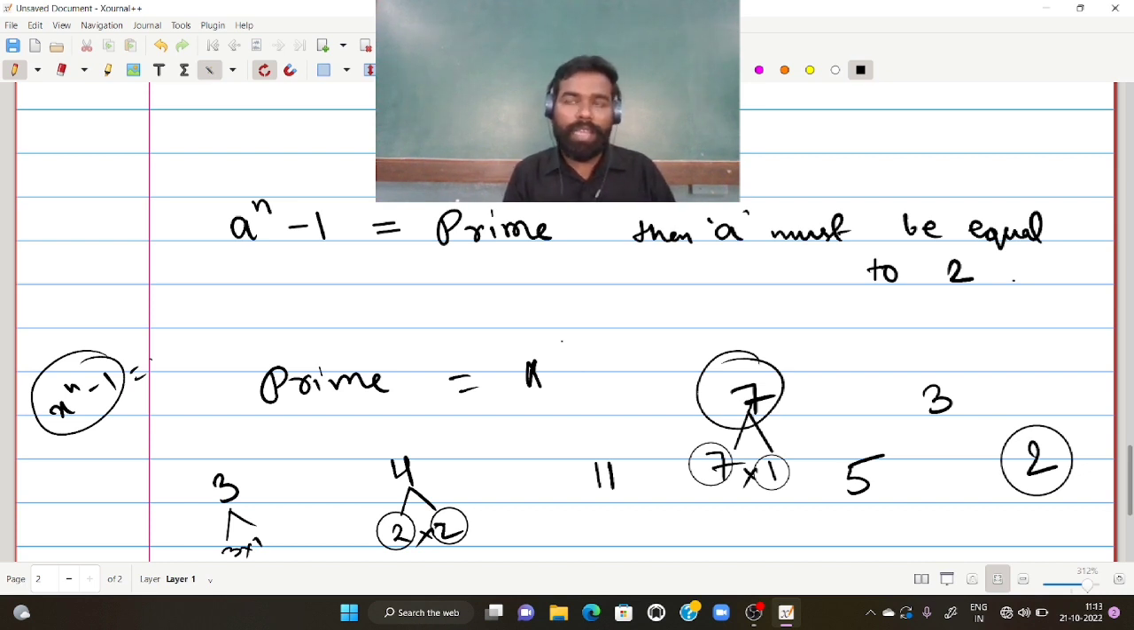That means they are called a special, again, they are called composite numbers. So the number system is divided into two parts. One is prime numbers and the other is composite numbers.